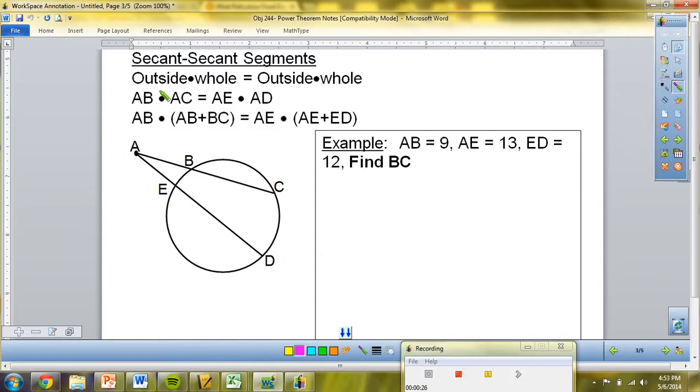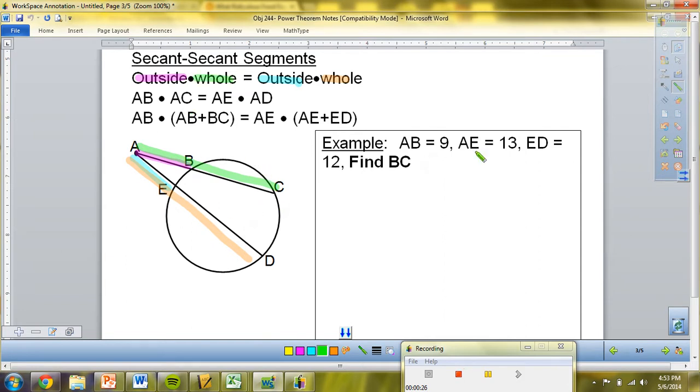So we want to do the outside, which in this case is going to be AD, times the whole thing, which is the entire measure of AC. We also want to do the outside, which is AE of one of the secants, and then the whole thing, which is AD for the second secant. So make sure you are finding the whole measurement and not just part of it.